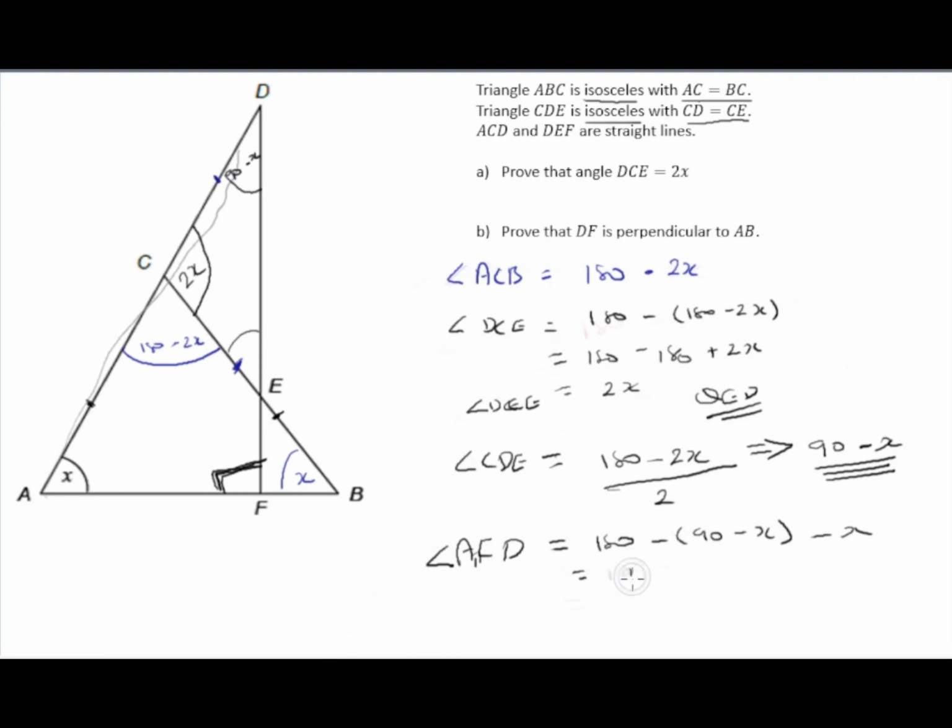So 180 minus 90 plus x minus x. Good. 180 minus 90 gives us 90, and x minus x gives us 0. Therefore, we can say angle AFD is equal to 90. If this is 90, it means that AB is perpendicular to DF. So therefore, you have proven that DF is perpendicular to AB.